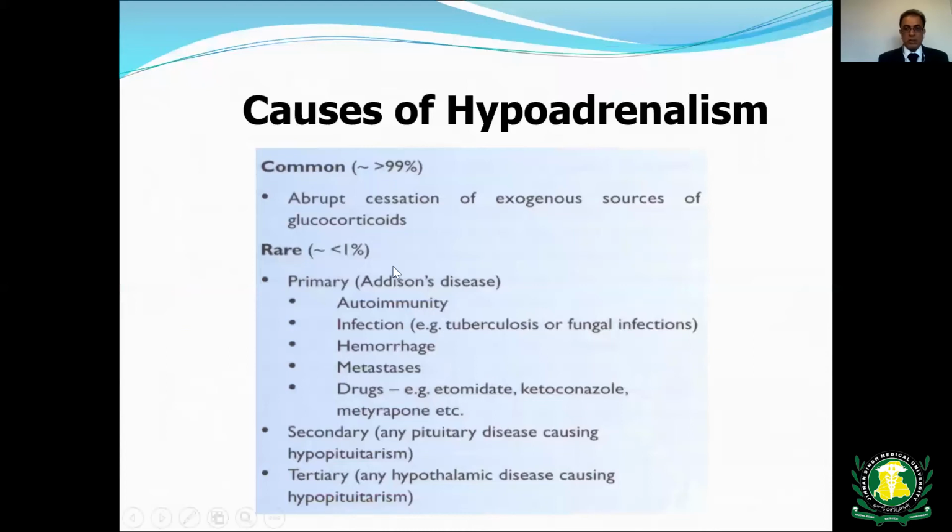However, the other causes are primary Addison disease, meaning the gland is affected. In the Western world, autoimmune is the most common. However, in developing countries, tuberculosis and fungal infection are still the commonest causes of hypoadrenalism. Others are hemorrhage and metastasis. Drugs are quite common as well. And then the secondary causes, where either the pituitary or hypothalamic area is affected.